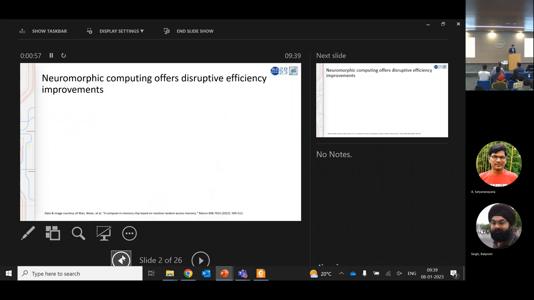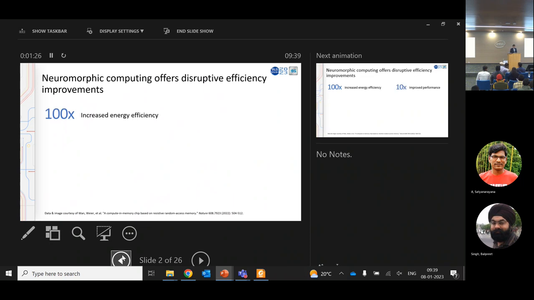And to get you all interested in neuromorphic computing, I first want to give you the vision. So why are we doing this? Essentially, neuromorphic computing offers disruptive efficiency improvements. That's the key motivation to take a look at this topic. In the age where Moore's law has basically tempered down, we need to find new solutions, and neuromorphic computing is one of those solutions that is competing for being one of the next generation technologies.